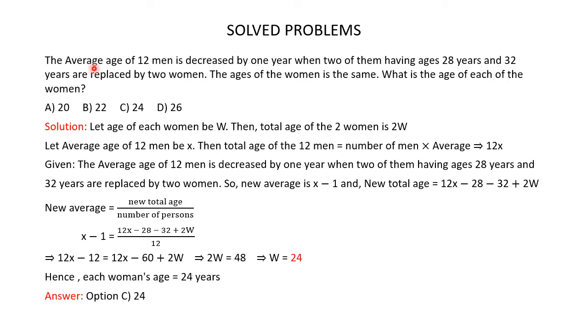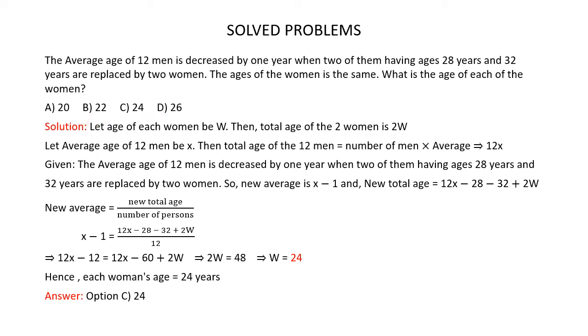The average age of 12 men is decreased by 1 year when 2 of them having ages 28 years and 32 years are replaced by 2 women. The ages of the women is the same. What is the age of each of the women? You are given 4 options here and you have to find out which of these options is the correct one.